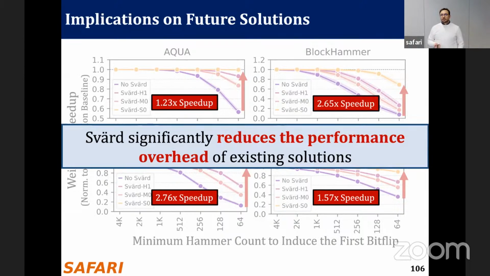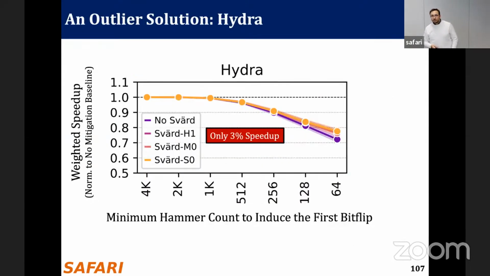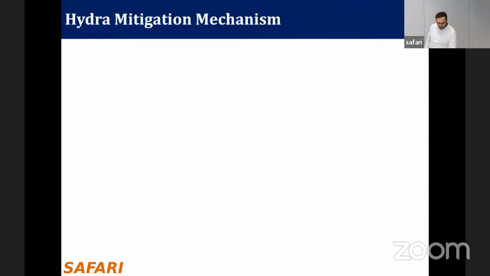So there is an outlier, which is the 5th mechanism that we tried, but I cannot move the slide, which is HiRA. So in HiRA's results, we again see that HiRA without Svärd is incurring a lot of performance overhead, and it's the lowest curve in the plot. But we do not see much improvement when it's integrated with Svärd for 3 different modules. And the reason is that, to explain the reason, I need to dive a little bit deeper into HiRA and explain how HiRA works. Okay, I'm just going to use the keyboard.